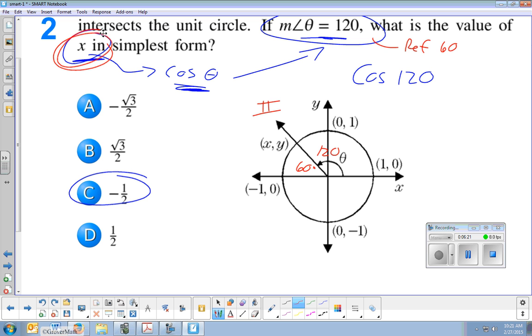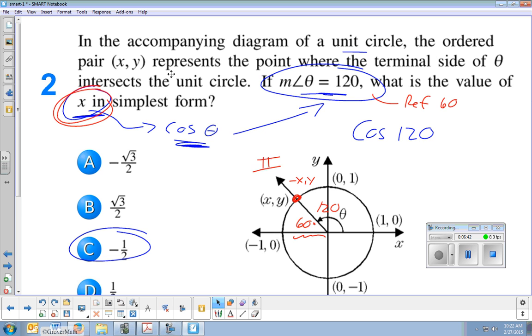Plus, just think about the x value. Any coordinate here is going to be negative x comma y, right? This is a negative x axis right here. So that's why it's a negative value right there. There are a lot of ways to think about this, but asking for x at an angle is asking for cosine of that angle.